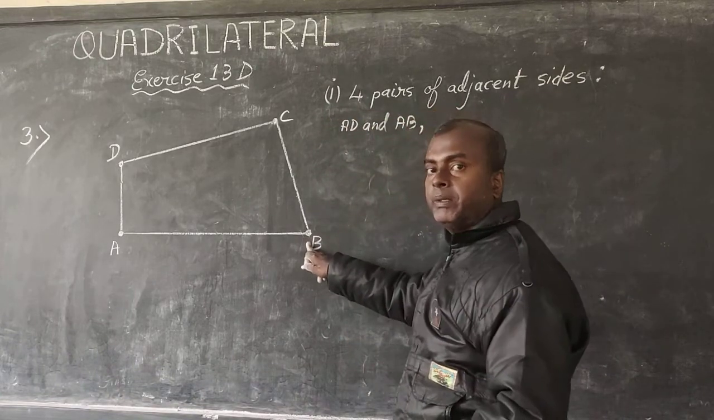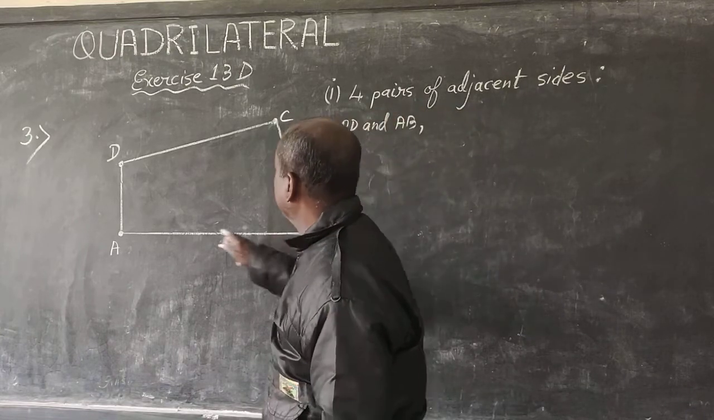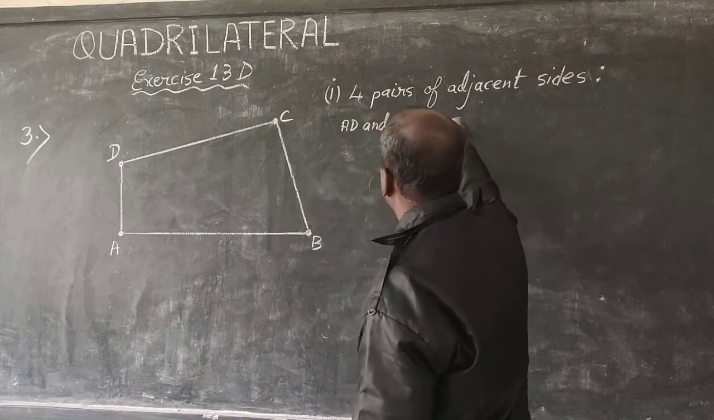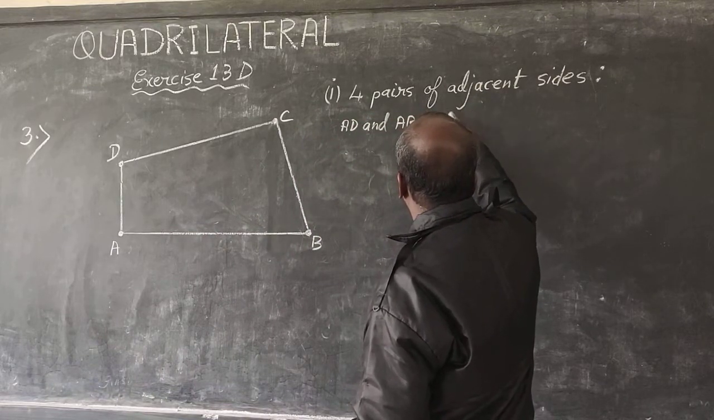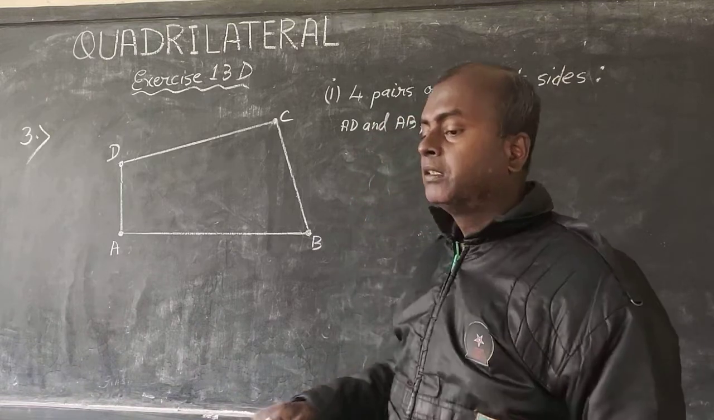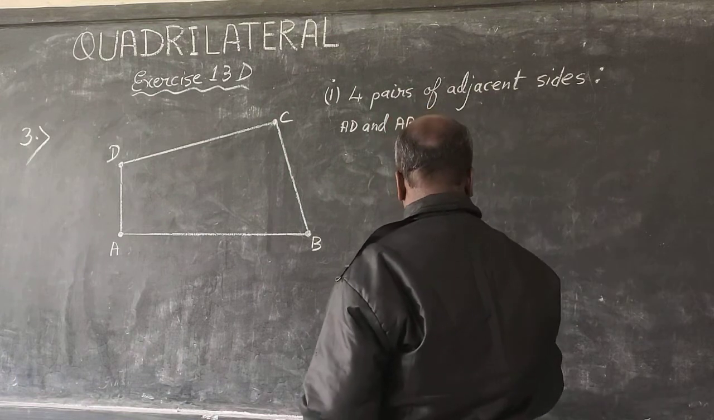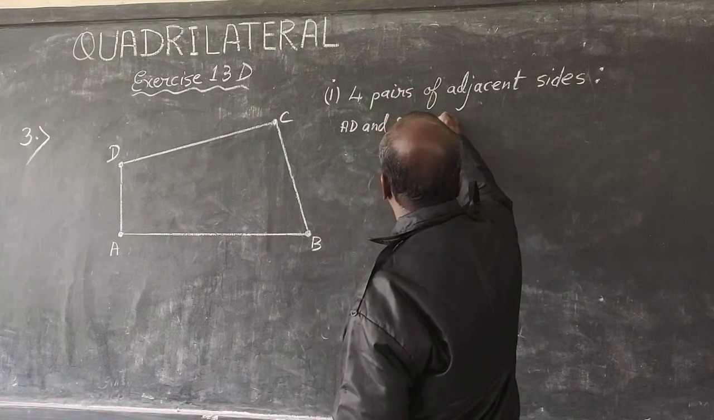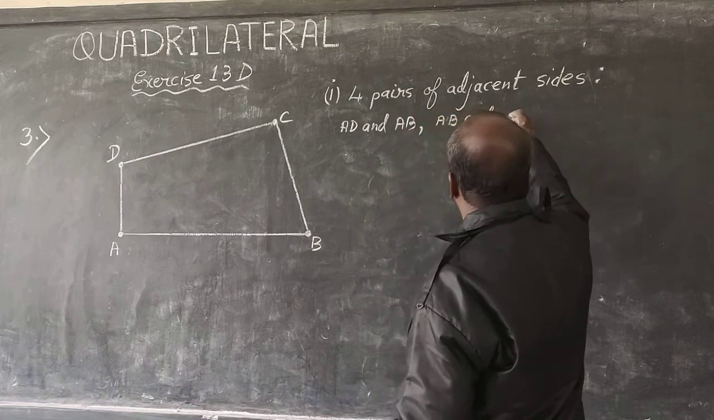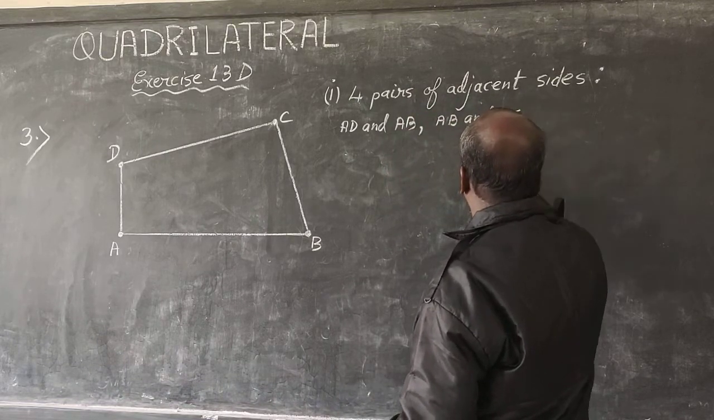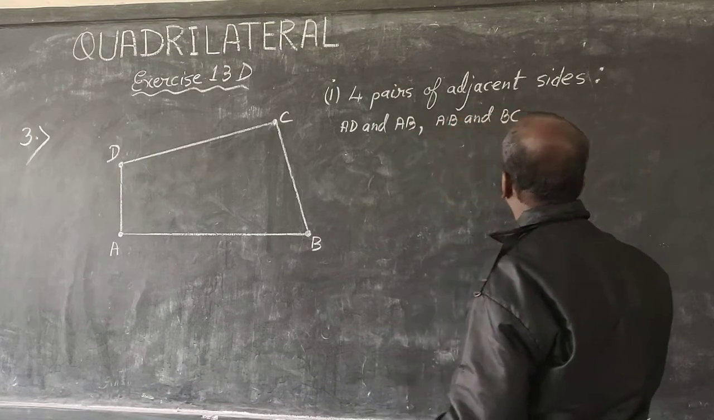Next, coming to vertex B. With vertex B, which are the adjacent sides? BA and BC. BA and AB are same, okay? So I'll write AB only. This is 1 pair. So we have 2, another 2 pairs.